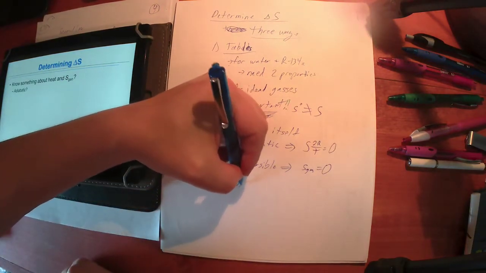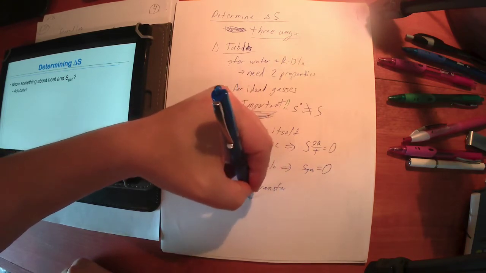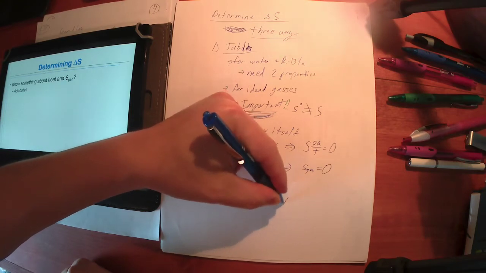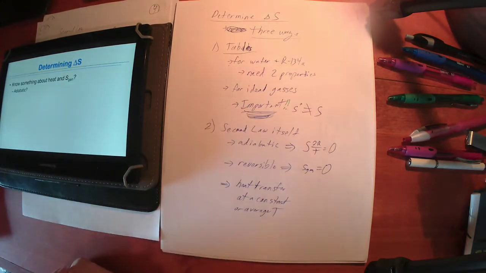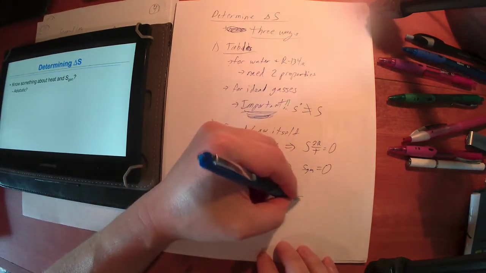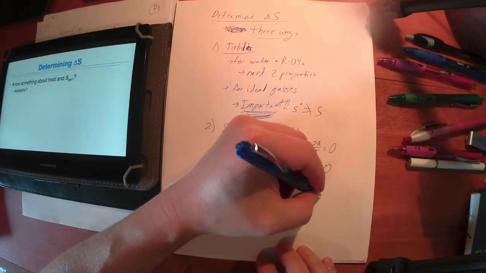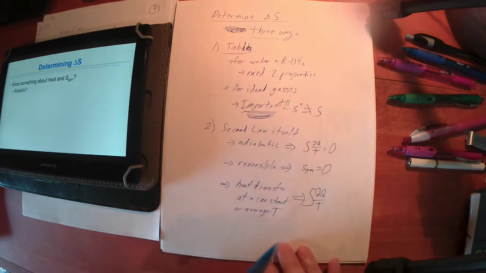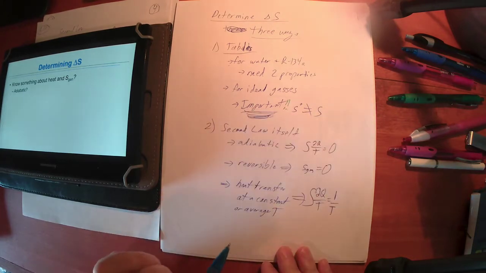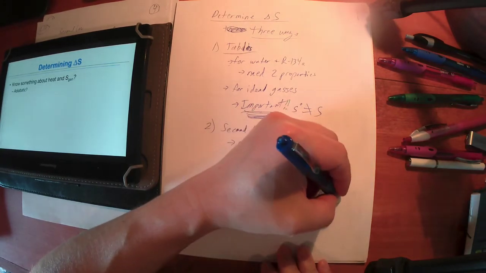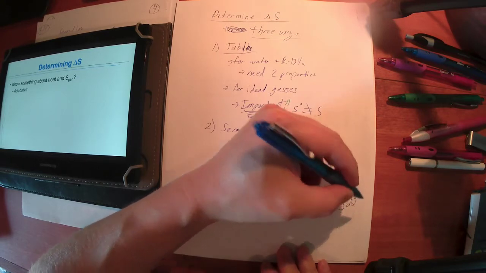That is heat transfer at a constant or average temperature. If I have heat transfer occurring at a constant or average temperature, then what happens is the integral of this dq over T, if the T is constant, it comes out of the integral. Just like in a calculus class. All calculus rules apply here. Now I've got 1 over T integral dq.